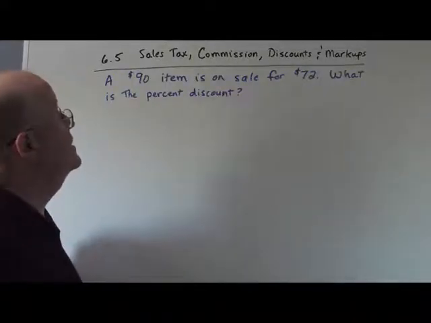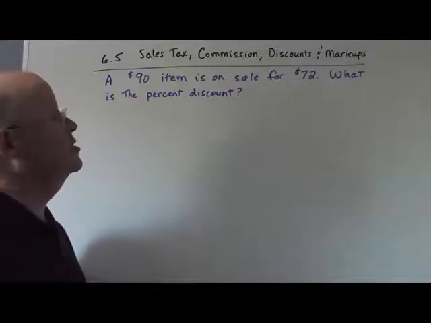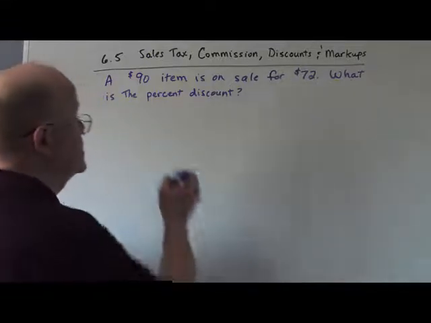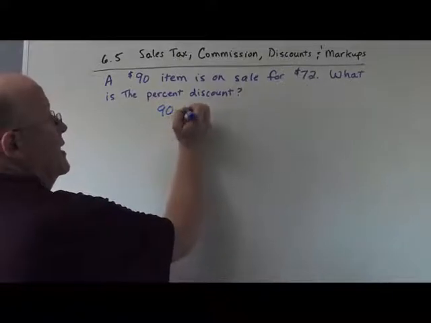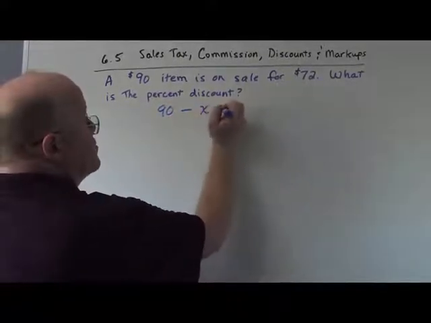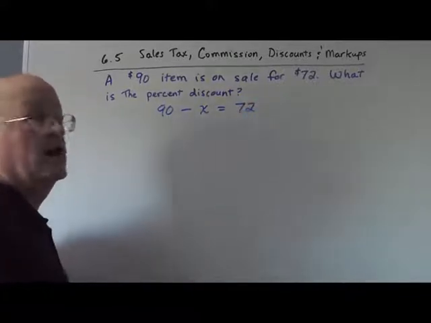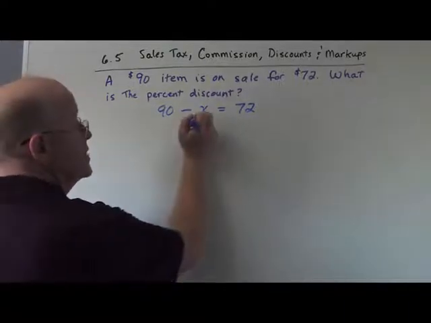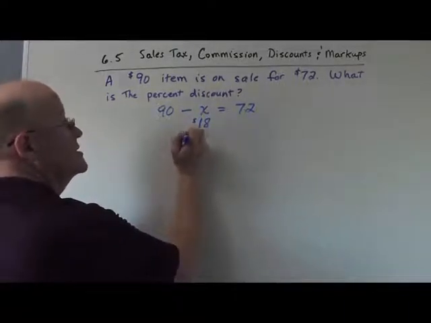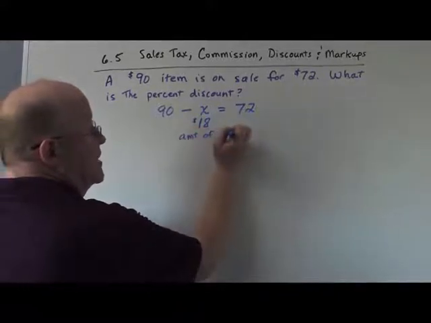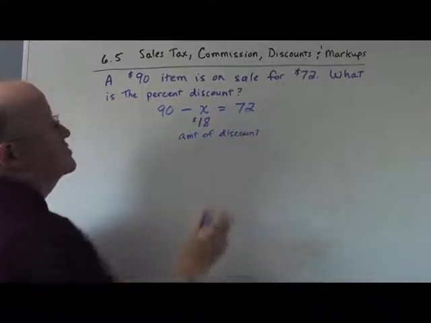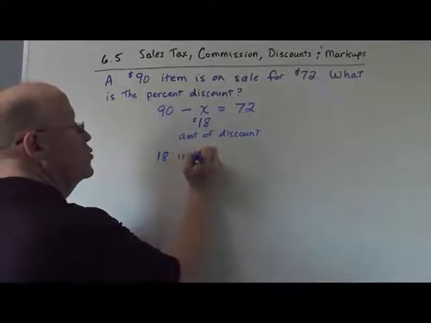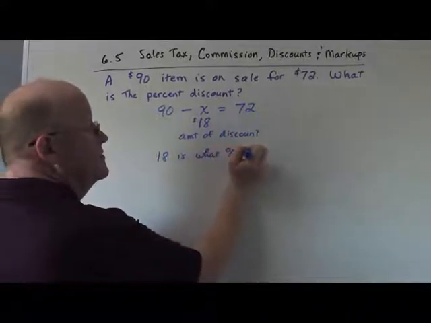In this next problem, a $90 item is on sale for $72. What is the percent discount? Well, the first thing we need to find out is what the discount is, because basically we have a $90 item and we're taking something away from it to bring it down to $72. Now 90 minus 18 is equal to 72. So $18 is not the percent of discount, it is the amount of discount. Now we want to know what is that discount percent or that discount rate. So we basically want to say 18 is what percent of $90?